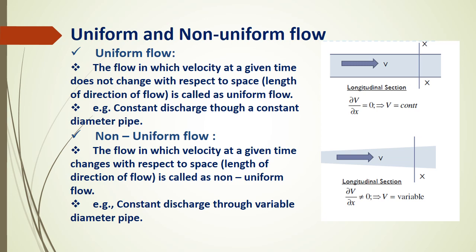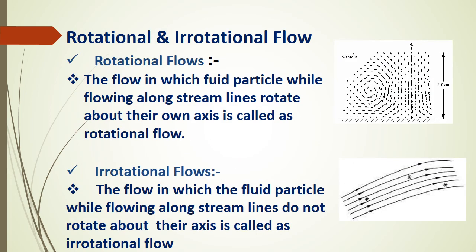Uniform and non-uniform flow. In uniform flow, the velocity at a given time does not change with respect to space. In non-uniform flow, the velocity at a given time changes with respect to space. Example: constant discharge through a variable diameter pipe. Rotational and irrotational flow. In rotational flow, the fluid particles flowing along the streamline rotate about their own axis, whereas in irrotational flow they do not rotate about their own axis.